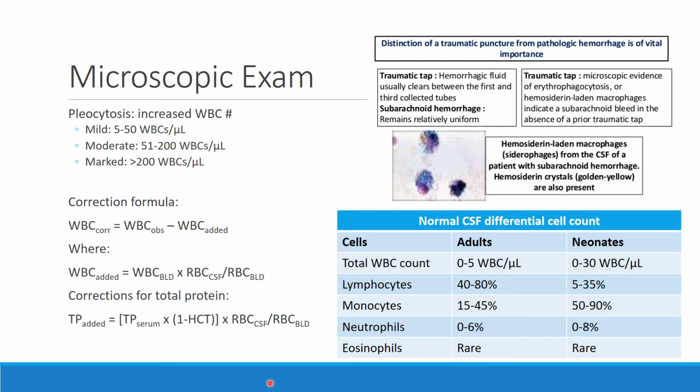What's the evidence that there is a traumatic tap? Well, the biggest evidence is that tube number 1 is quite bloody and tube number 4 is not as bloody at all. Okay, that's very good evidence of a traumatic tap.